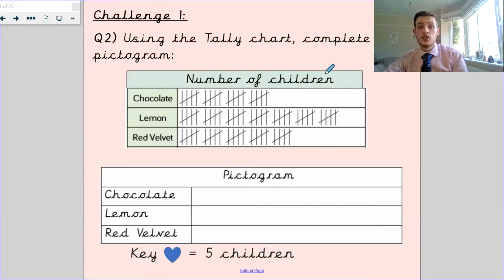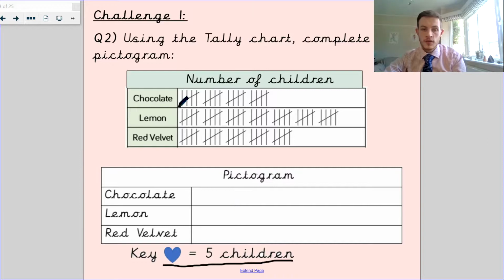The next challenge 1, you need to use the tally chart, which is here, and you need to complete the pictogram. Now, you've got chocolate, lemon, and red velvet, and the number of children that like those different types of cakes, you've got your key, which is 1 love heart equals 5 children.